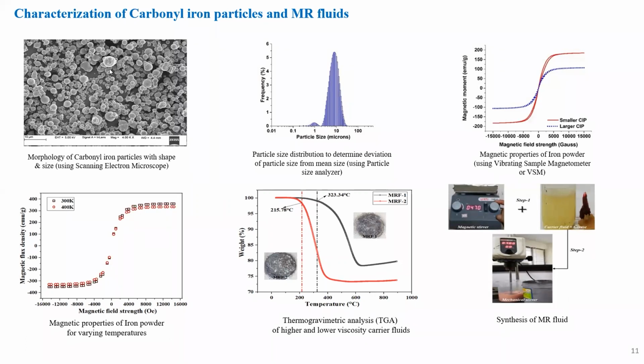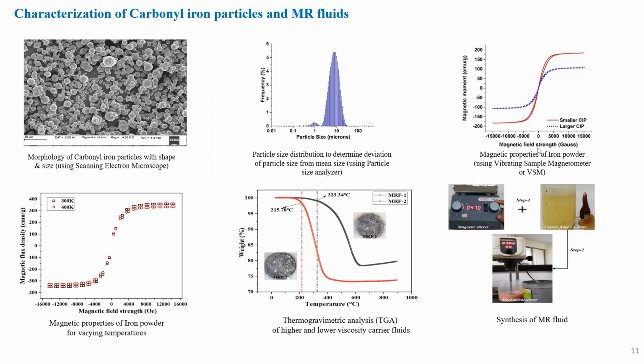This is the first test, and then we have to do SEM to see really how the CIP particles are distributed. You can see this in the liquid. The particles are very nicely there, and their size is also very nice. After that, one of the properties is the magnetic property, the magnetic moment versus the magnetic field strength.